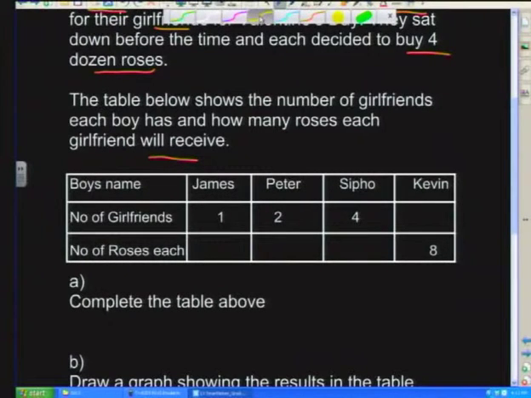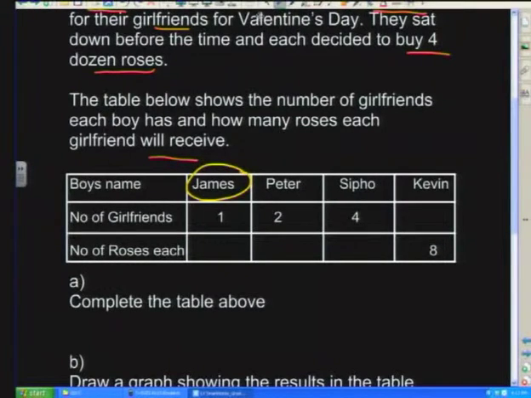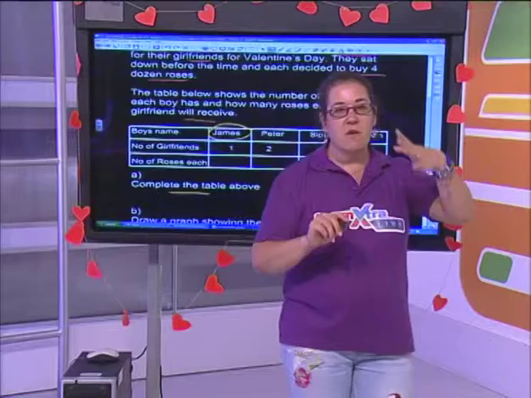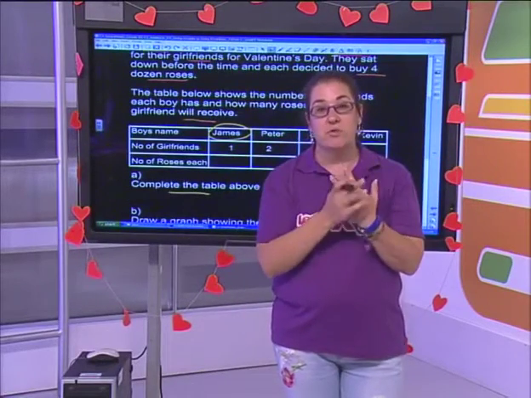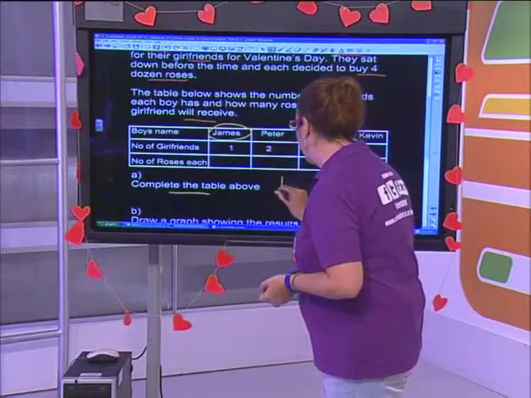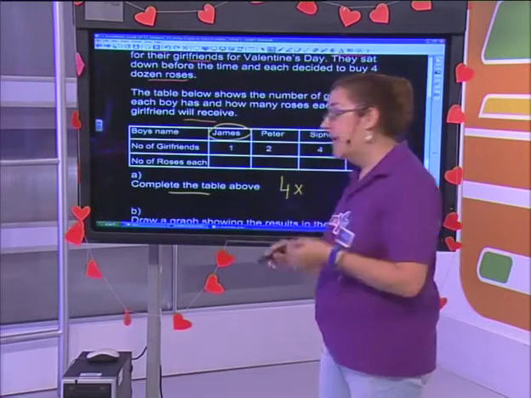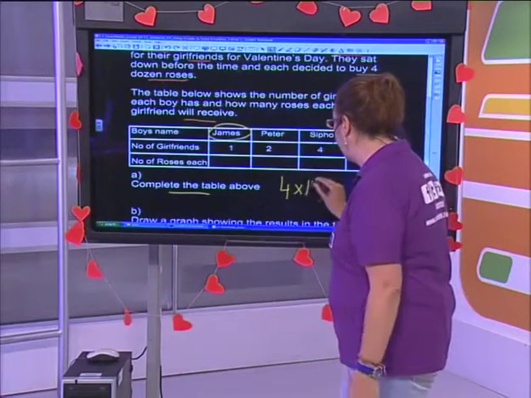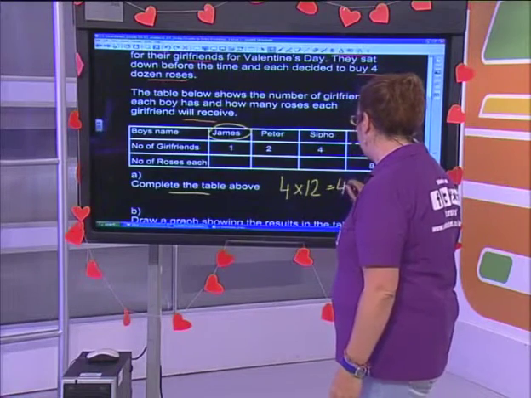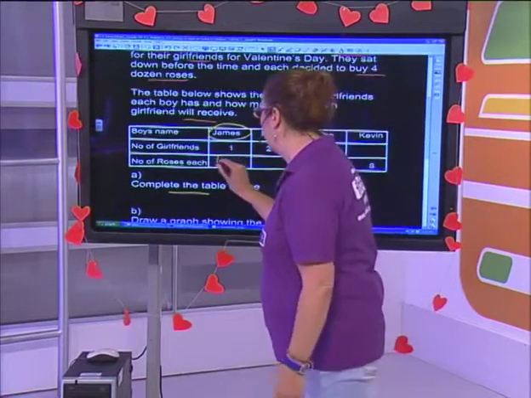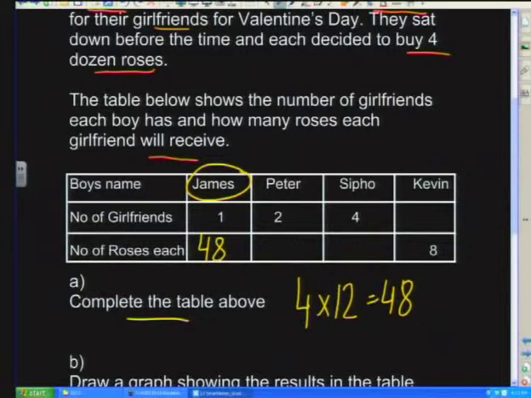Okay. If James has 1 girlfriend, how many roses is she going to receive? So the question says complete the table above. James's girlfriend is going to receive all 4 dozen roses. So what we need to do is work out how many roses that is. And clearly, there are 12 in a dozen, so she receives 48 roses. Lucky girl. So 48 roses for James's girlfriend.